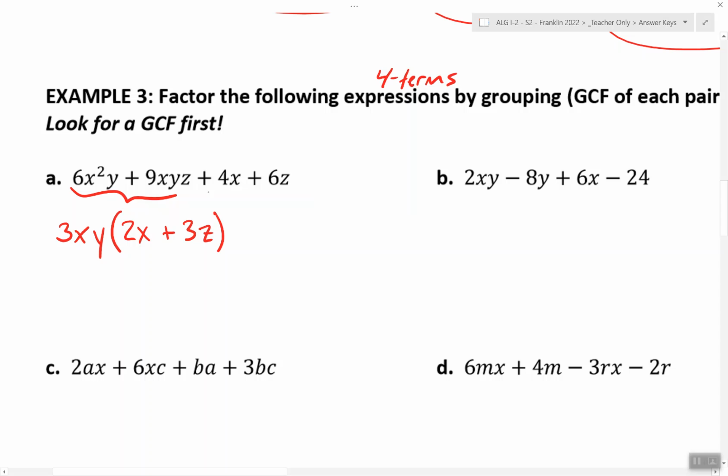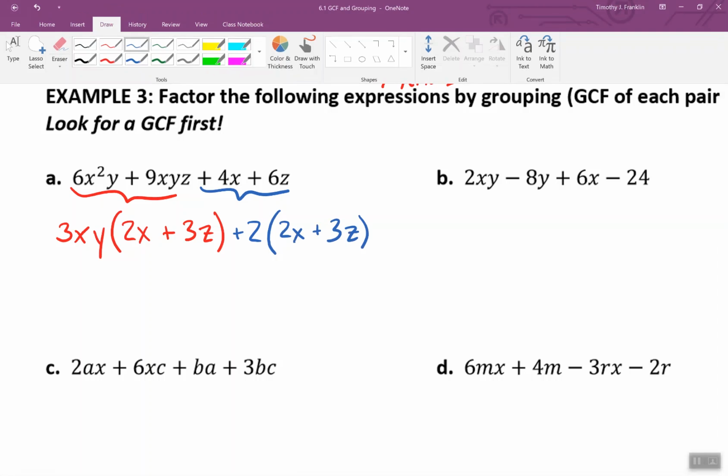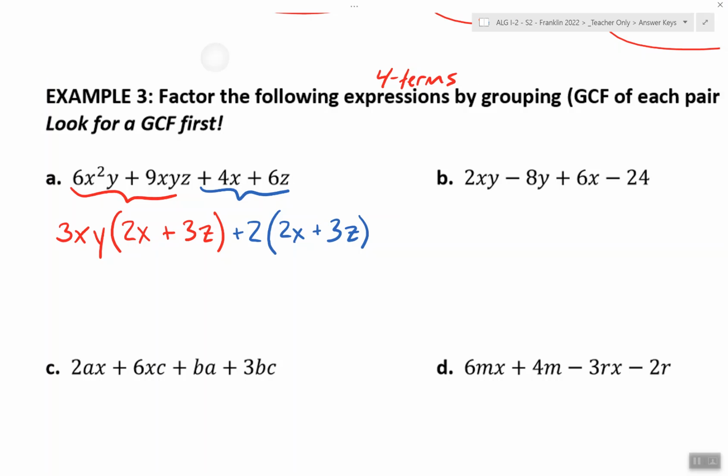Now let's do the second pair. So we can take out a 2 from this. Okay, what's left? 4x divided by 2 is 2x. 6z divided by 2 is 3z. Now what should happen here after you do this grouping and take out a GCF, these two expressions should be the same. And you see here they are. They're both a 2x plus 3z.